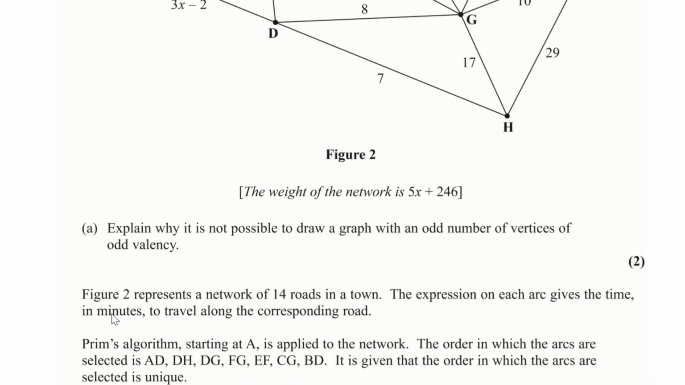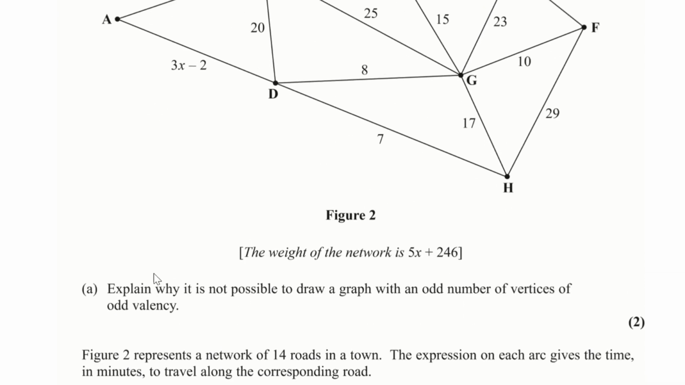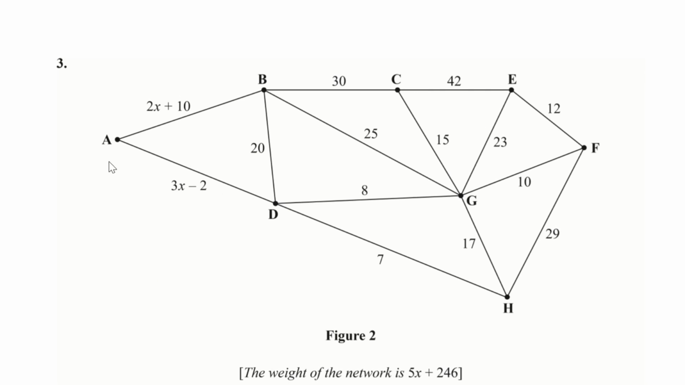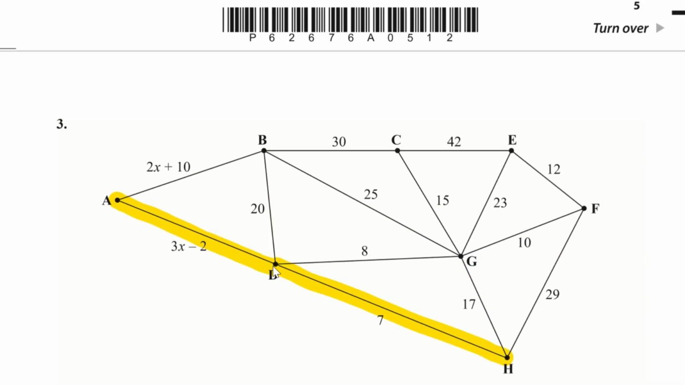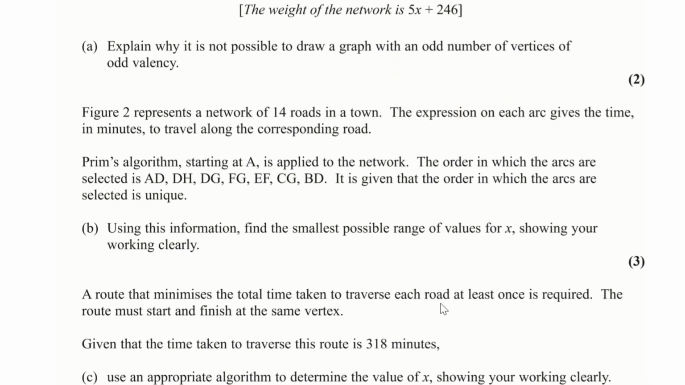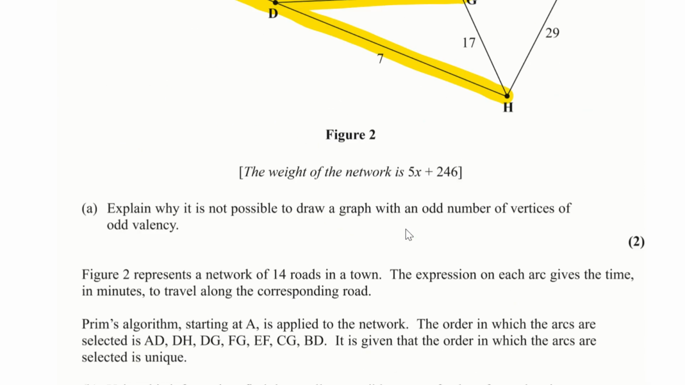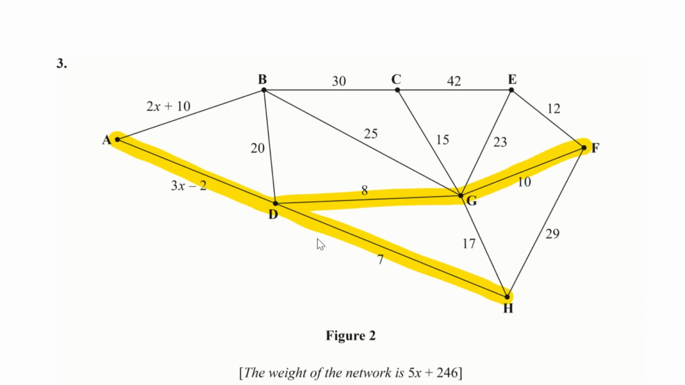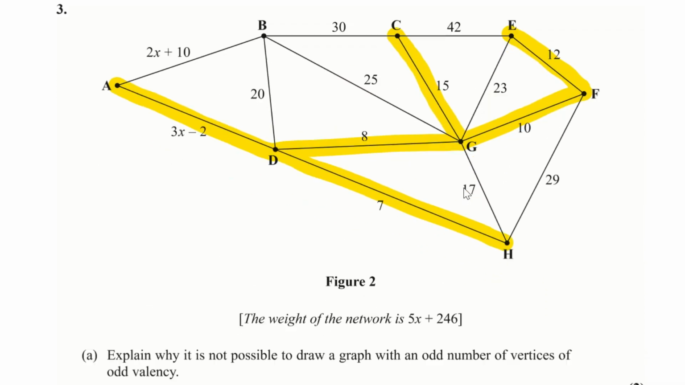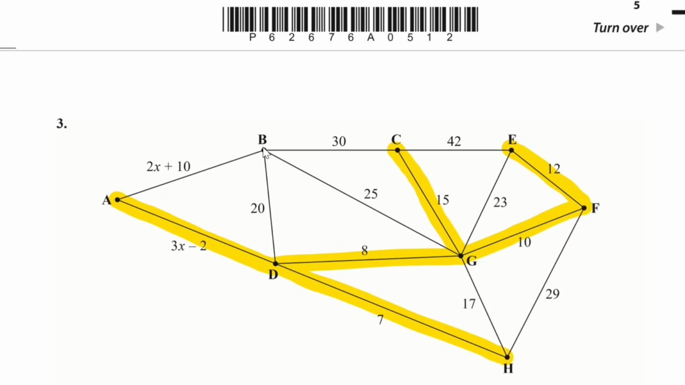So let's draw our minimum spanning tree. We start at A and then we go to AD, okay? So that's this one over here. Then we have DH, so that's this one over here. Then we have DG, that's this one over here. Then we have FG, so that's this one over here. Then we have EF, that's this one over here. Then we have CG, so that's this one over here. And then we have BD, that's this one over here.